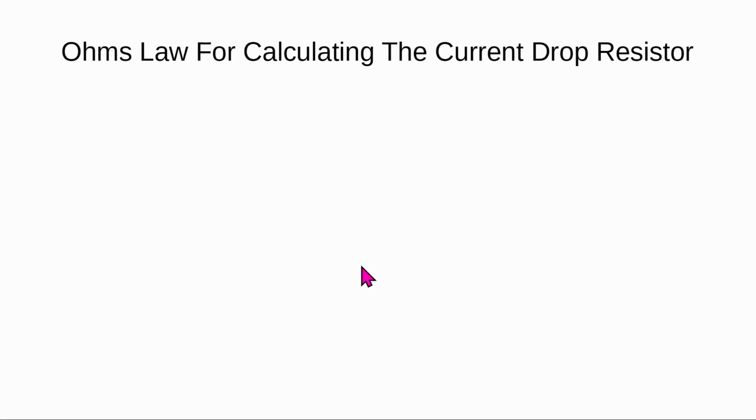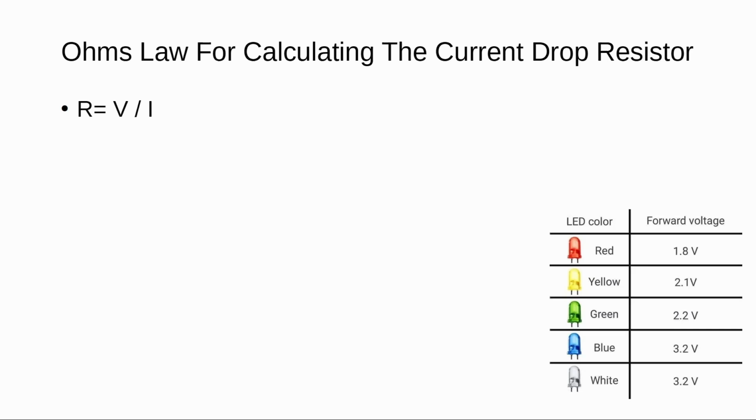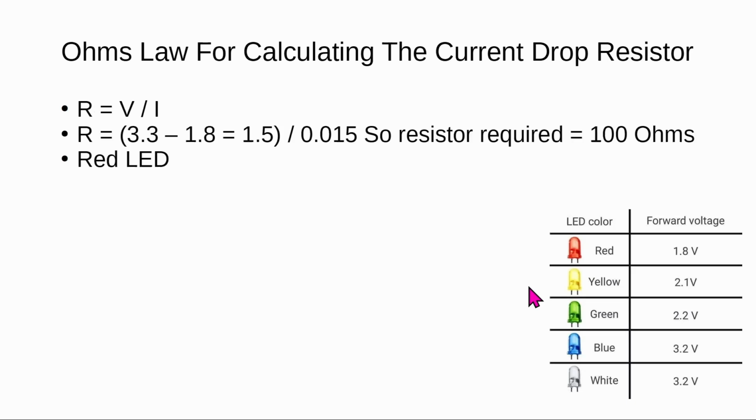So we're going to use Ohm's law to calculate the current drop resistor required. We're going to use R equals V divided by I, and then here you can see a typical range of forward voltages required for the different coloured LEDs. So in this case I'm going to show you working out the value for a red LED.